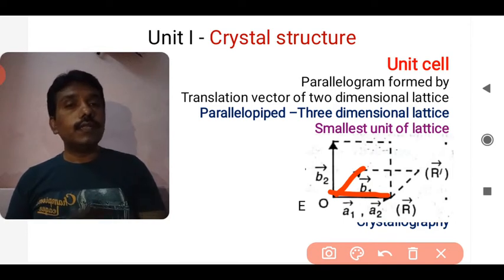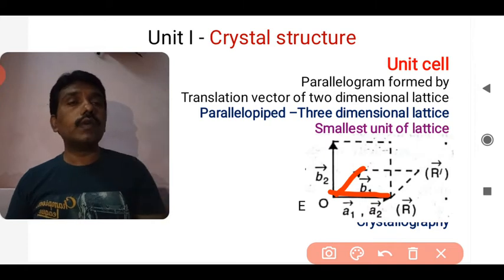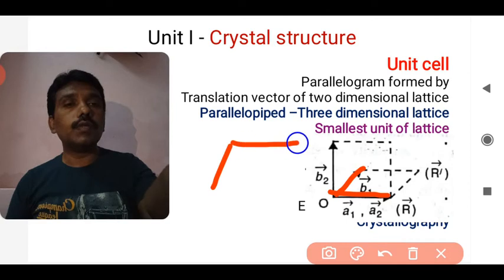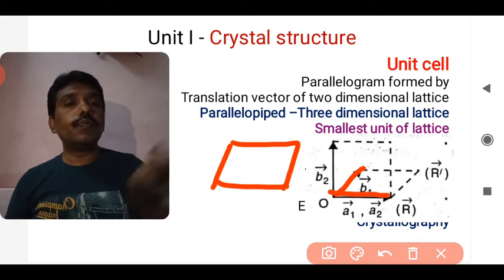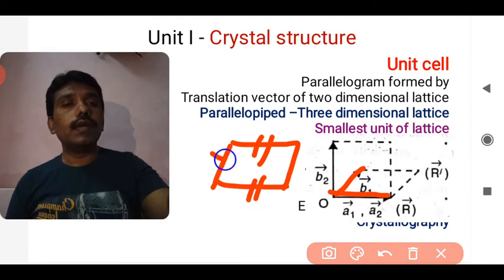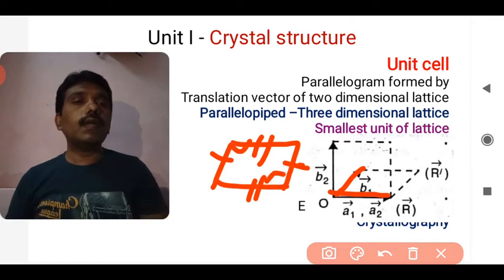Now, looking at the parallelogram, all of you are aware of what exactly it is: the parallel sides are parallel and have equal length, and the opposite angles are equal. That is what a parallelogram is. This is the case for the two-dimensional lattice shown here in this diagram.